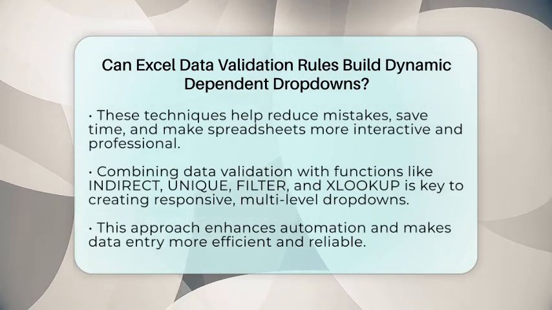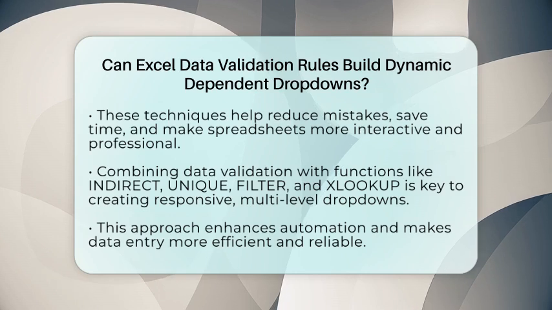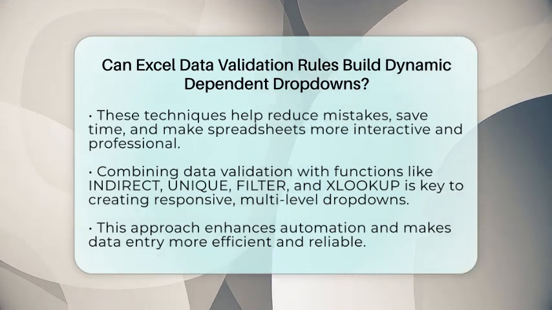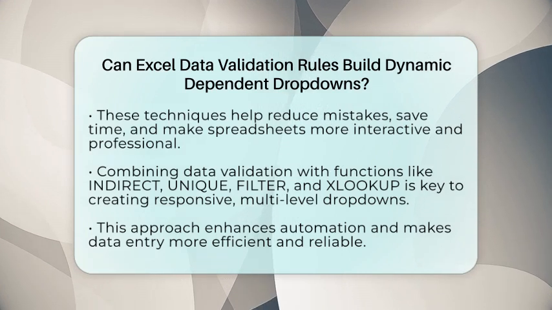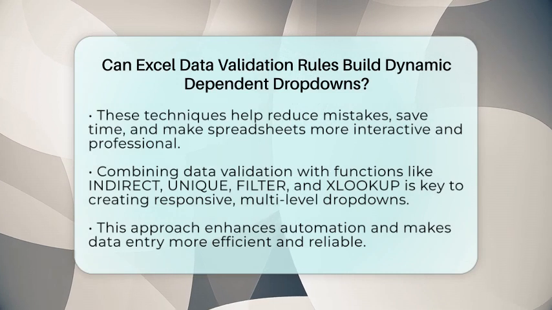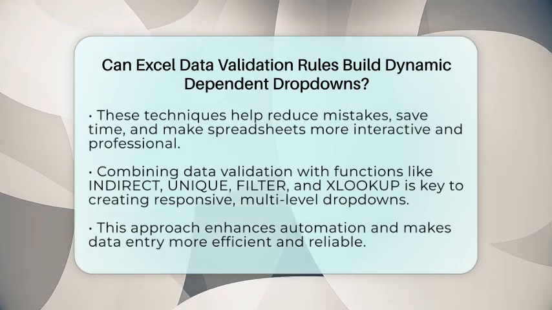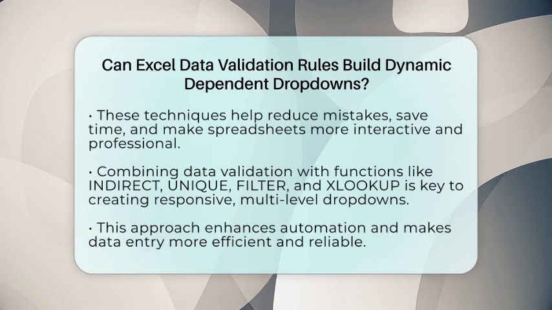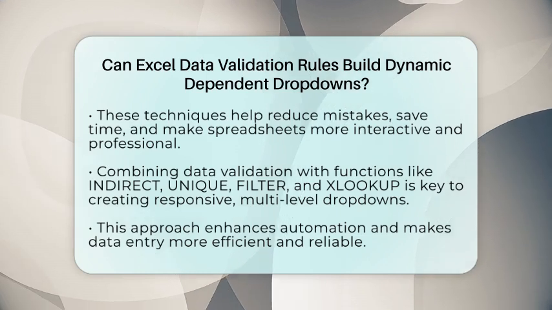In summary, by combining data validation rules with functions like INDIRECT, UNIQUE, FILTER, and XLOOKUP, you can build drop-down lists that change dynamically based on user choices. This is a key skill in advanced Excel techniques and automation, helping you create smarter, more responsive spreadsheets that make data entry easier and more reliable.